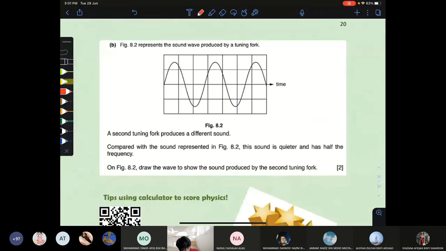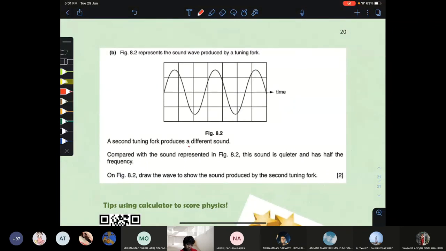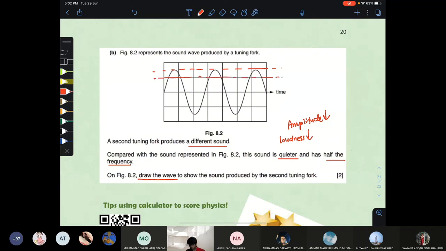Now, the figure represents the sound wave produced. A second tuning fork produces a different sound compared with the sound represented here. This sound is quieter and has half the frequency. So now draw the new wave. So how does your new wave look like? Quieter means the loudness is higher or less? Less. So that means amplitude is less or higher? Less. Okay, half. Jadi awak akan draw something. Kalau tadi kat sini dia punya height, sekarang ni awak draw, kita buat reference yang senang, untuk menunjukkan dia less. You will draw down there.